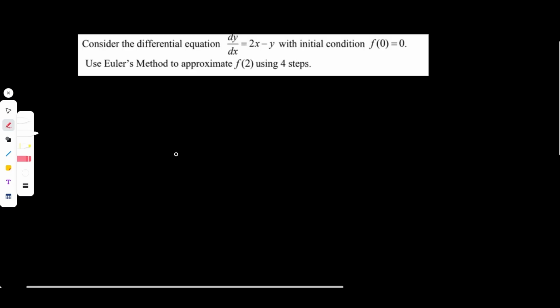Now, let's take a look at some examples to see how Euler's method is applied within actual calculus. So, in this specific problem, we're told to consider the differential equation dy over dx is equal to 2x minus y with the initial condition f of 0 is equal to 0. Use Euler's method to approximate f of 2 using four steps. Okay, so the first thing we have to note is our four steps.